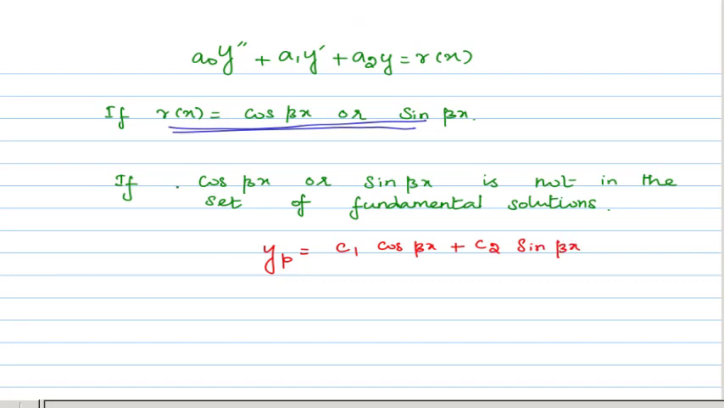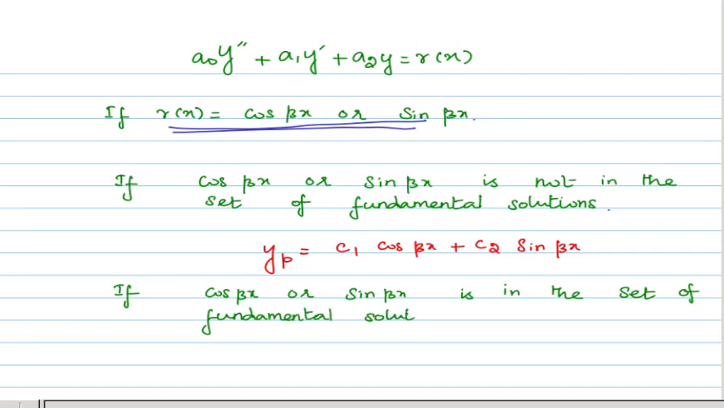If cos beta x or sine beta x is in the set of fundamental solutions, your yp is x times c1 cos beta x plus c2 times sine beta x.